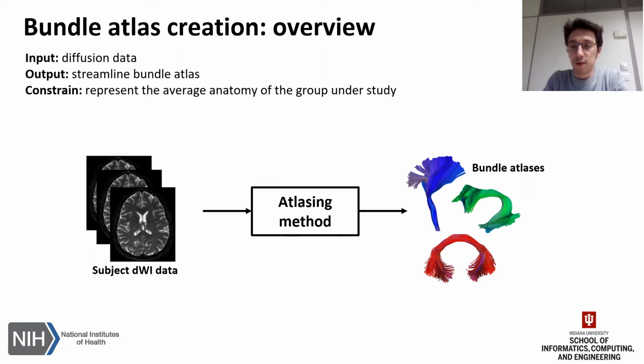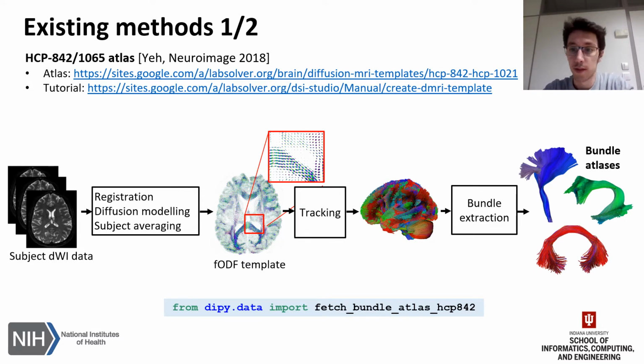The problem here, of course, or the key challenge is how are we going to fill in the block in the middle? How are we going to create an atlasing method? So that is indeed quite challenging, and there has been some research work on this matter. The first approach I want to mention here is an atlas that was created a few years ago. It's called HCP 842 because it was created based on human connectome project data. And the approach the researchers followed is quite interesting.